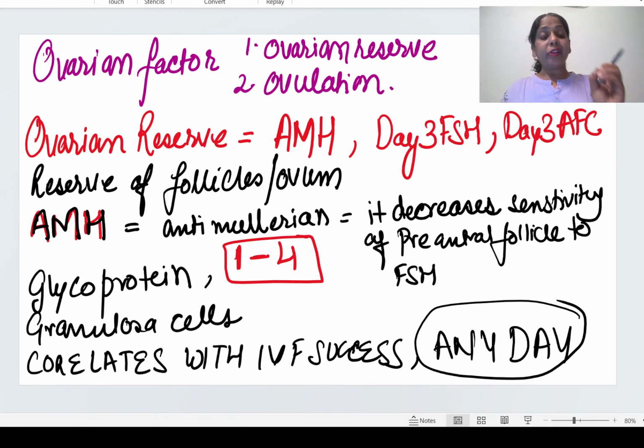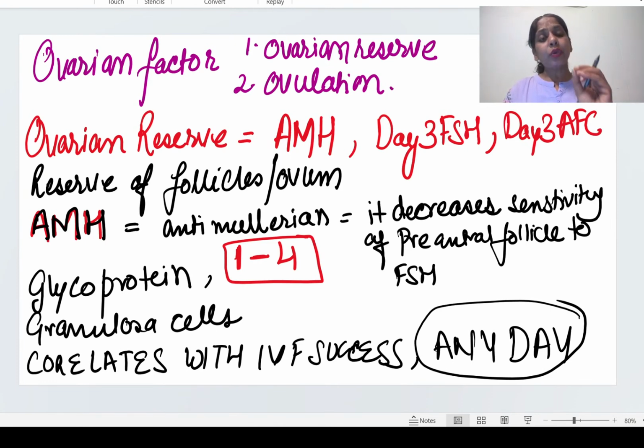So the day 3 antral follicle count is the count. You all know that under the influence of FSH, the follicle grows. So if the follicle is growing, it means that the ovarian reserve is there. And on day 3, you see an antrum, a cavity. You get a question on this, no? In the exam, in FMG, you get a question where there is an antrum and they ask you to diagnose. See, that is how they ask.